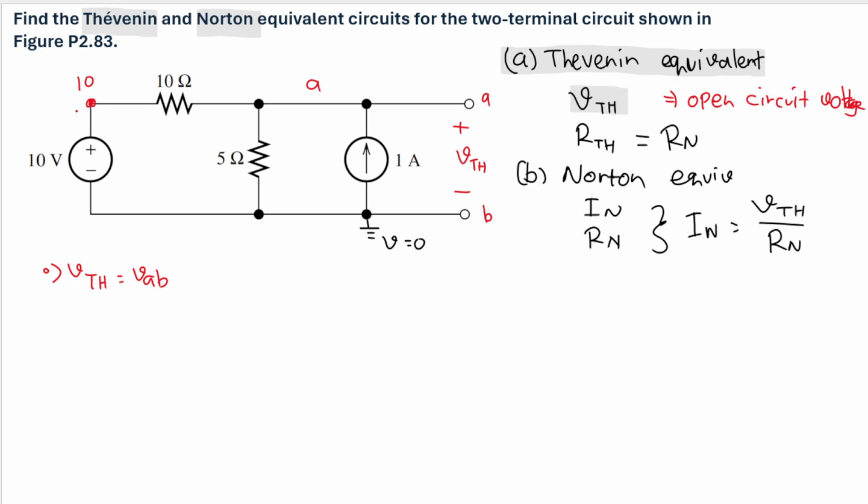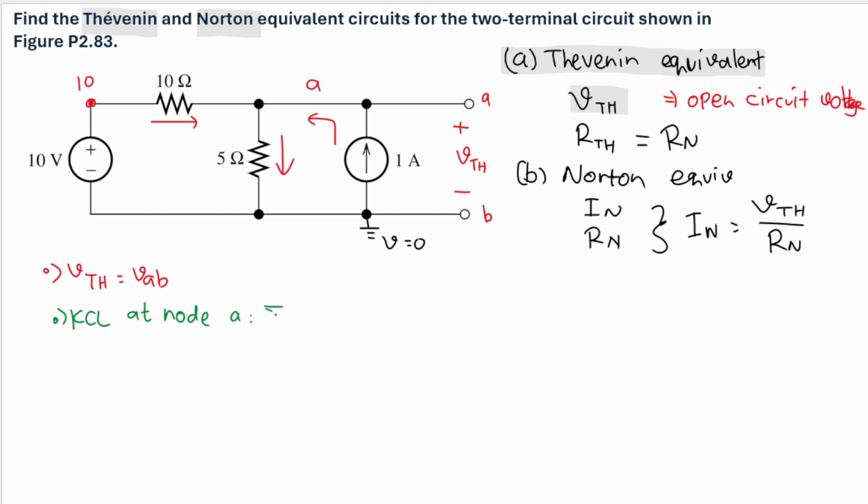Good. Now, let's assume the direction of the current. Maybe this is going to the right, this is going down, and this is going up, and eventually goes to the left, right? Because it has nowhere to go to the right. Good. And here we can do KCL at node A. Let's do exactly that. KCL at node A.